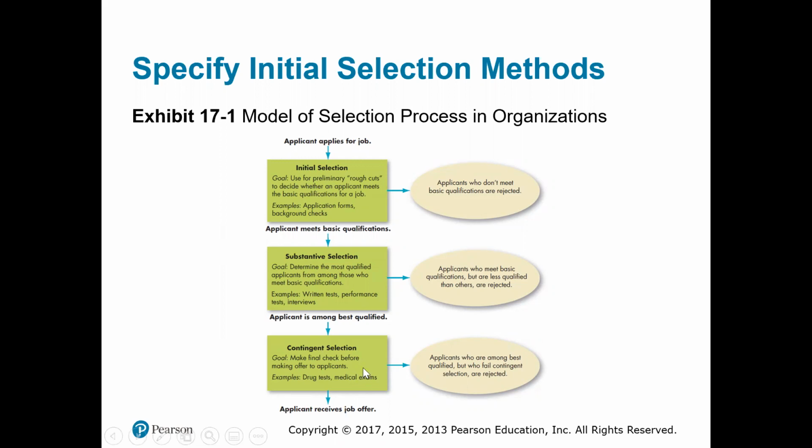And then you come to the final stage, which we call contingent selection. Obviously, this is making the final check before you make an offer. So it could mean a reference check, drug tests, medical exams, and stuff like that. And applicants who are among the best qualified but who fail contingent selection are still rejected. So those who pass through these three steps in selection are: the rough cut, who meet basic qualification; the substantive selection, who are better qualified than the rest who meet the basic qualification; and contingent selection, where you run a real thorough background check.